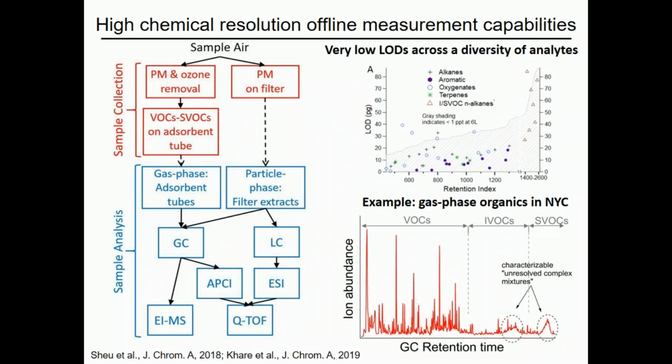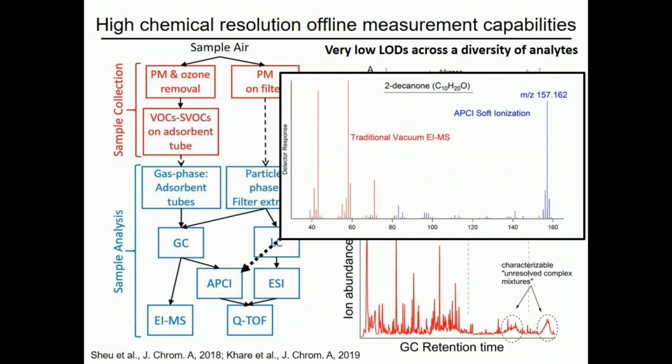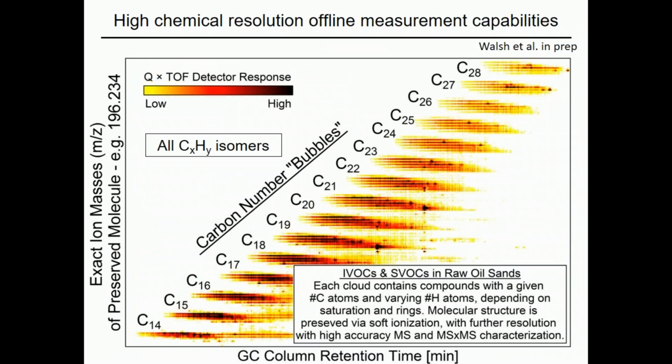But using these gas phase adsorbent tubes, we're able to get speciation across the IVOC and SVOC range, including some ambient unresolved complex mixtures that are made up of a variety of functionalized species. Soft ionization, as a quick reminder, allows you to preserve the molecular ion rather than getting fragments. By preserving that molecular ion, you're able to look at that whole mixture and see each molecule that exists.